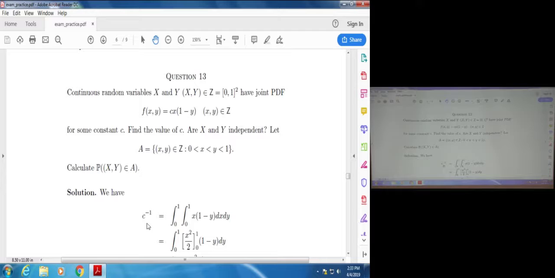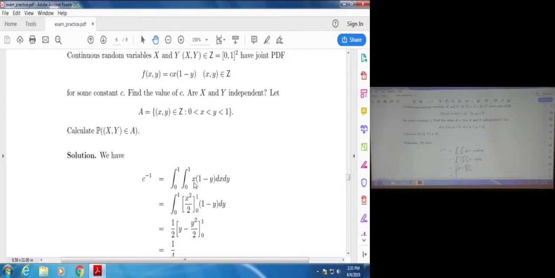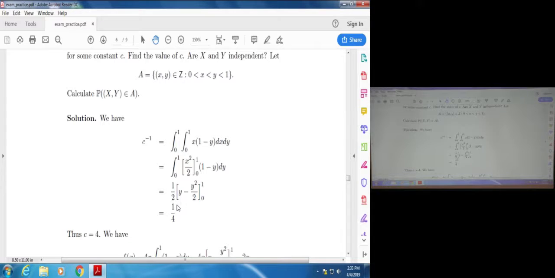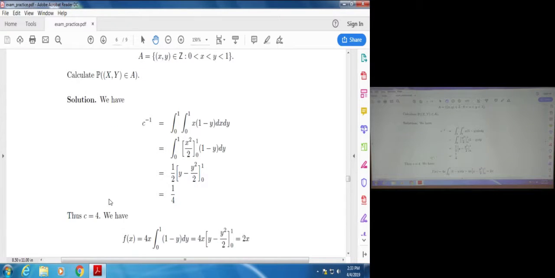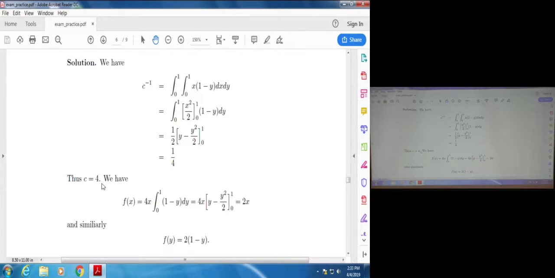So c to the minus 1 is equal to this double integral. And for this double integral, if you integrate first with respect to x, the integral of x is x squared over 2 between 0 and 1, which gives me a half. Then I integrate y, which is y minus y squared over 2 between 0 and 1, which in the end gives me 1 over 4. So c is 4. Okay, now we're going to work out whether x and y are independent. So let's find the marginals. The marginal f of x, in the set 0 to 1, is the integral between 0 and 1 of the joint PDF, 1 minus y dy.